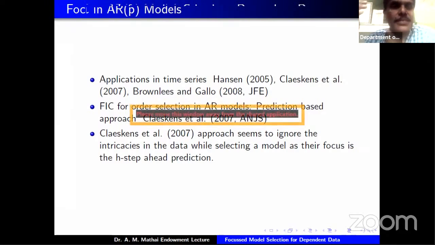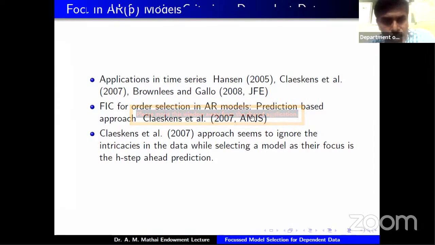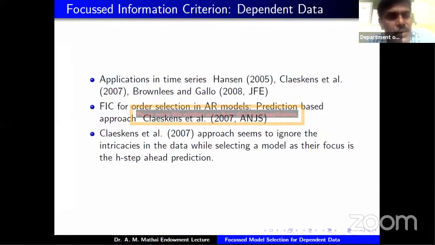So what they consider is the conditional expectation, which involves the past values. But once you condition on them, they are known. So basically, the parameter is going to appear in the predicted value. So they tried to have the FIC theory developed for this particular case, and that appeared in the Australian and New Zealand Journal.